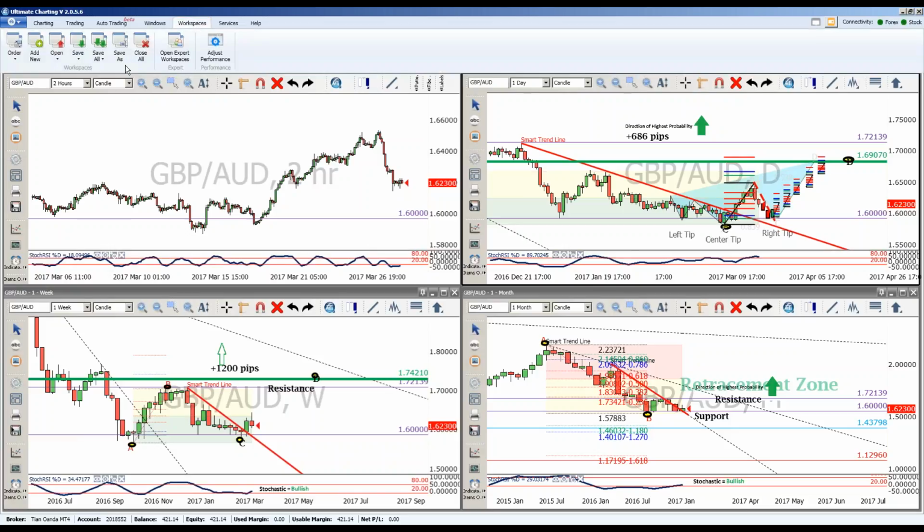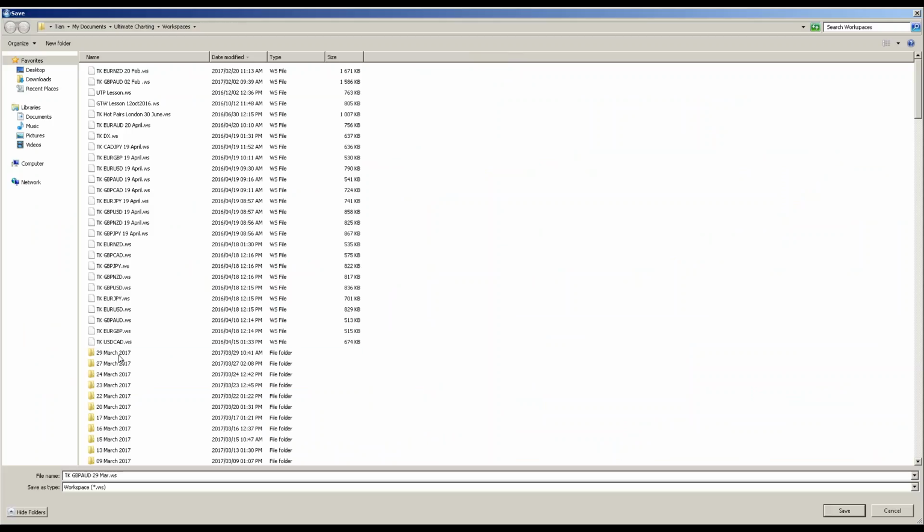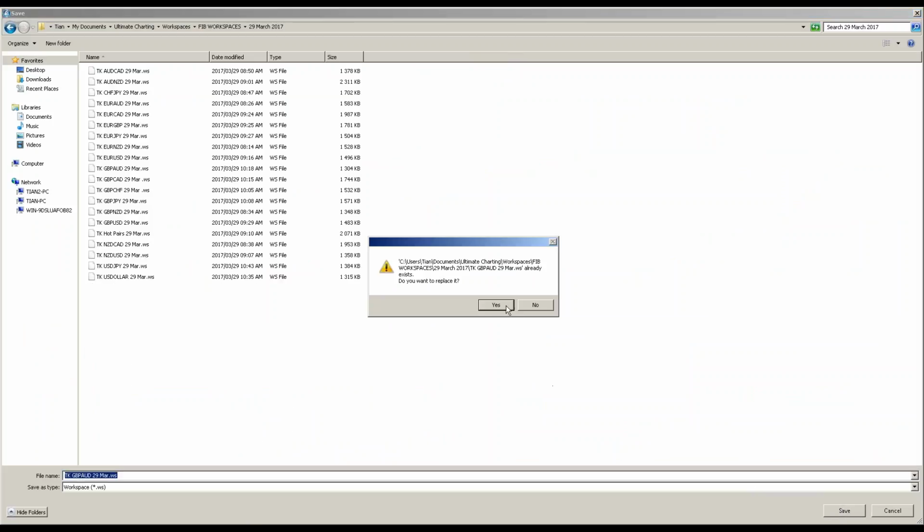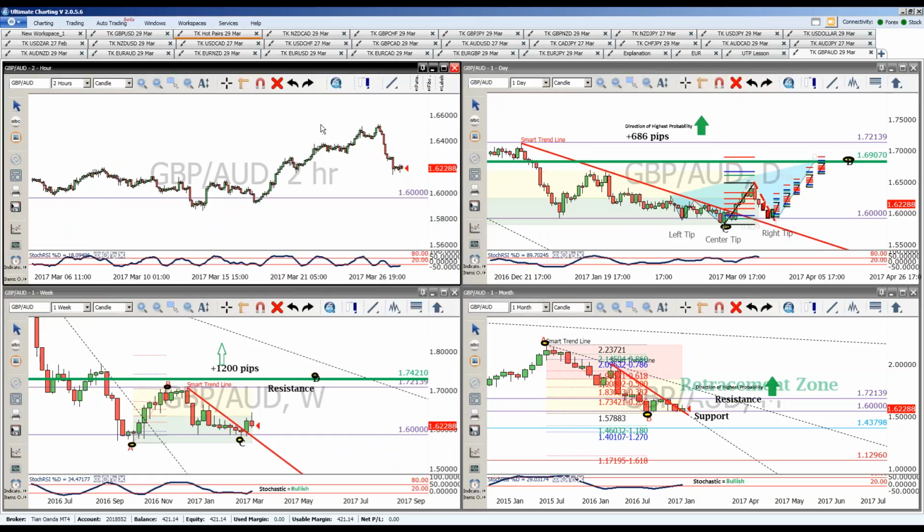Beautiful. Right, let me just save this workspace because now I deleted the previous one. Did you guys learn something today? This is now the end of our lesson. Unfortunately, we've run out of time. But did you learn something today?